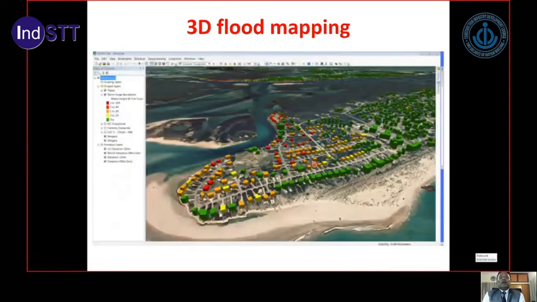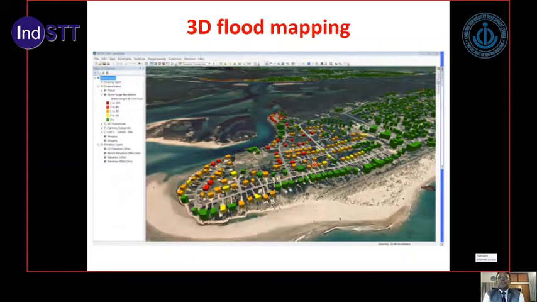3D flood modeling. Our country is facing a lot of problems due to floods, and flood is never studied now in 2 dimensions. This is because it is a function of the slope also. So we are studying the flood in the third dimension, and the laser scanners which are mounted on the aircraft can give us very useful data to study the flood in the third dimension.